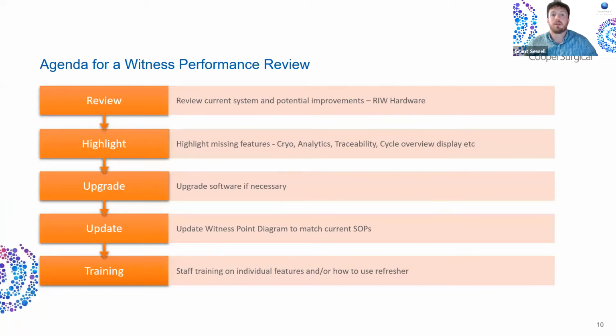So the agenda for a witness performance review. First up, we'll review the current system and potential improvements, mainly towards your RI Witness hardware, to see if any upgrades can take place. Next is to highlight the missing features, like we just spoke about: the Cryo, analytics, traceability, cycle overview display. Next, we would find an opportunity to upgrade the software to the latest version of RI Witness where necessary. Then we would update the witness point diagram to match your current SOPs. And lastly, any training that you might need on individual features, or a refresher on how to use them.